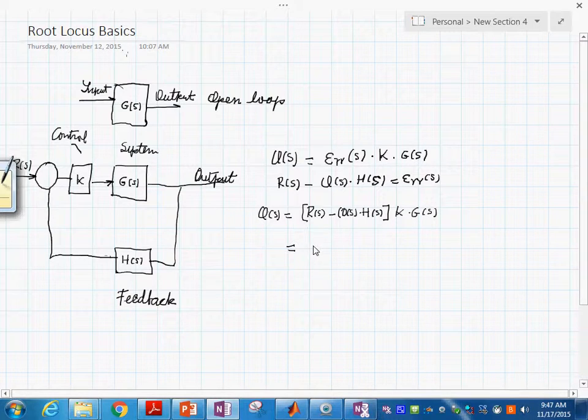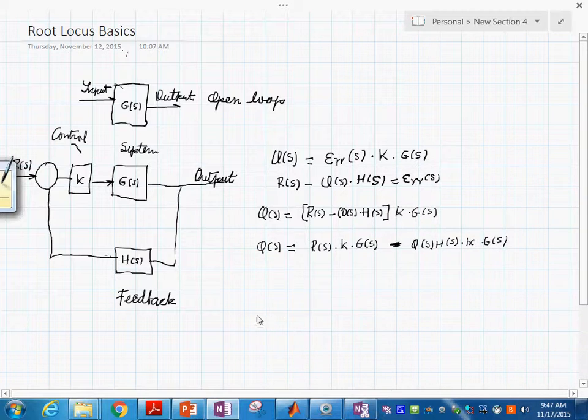So this would be r of s times k times g of s is equal to, excuse me, this was output of s, minus output of s times h of s times k times g of s.